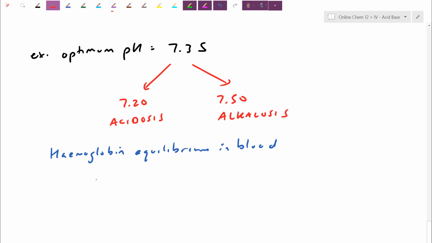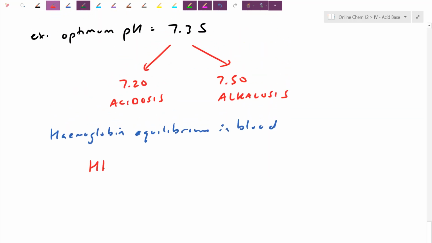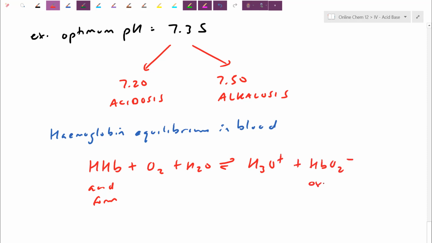Hemoglobin is our oxygen carrier. Hemoglobin here will also have an acid form. So let's say HB. That's the acid form of hemoglobin. It's going to combine with oxygen and water. This is an equilibrium in itself. It's going to produce H3O+, and then we have oxyhemoglobin. Oxyhemoglobin is the base form. Okay, so this is just naturally what's happening in our hemoglobin.